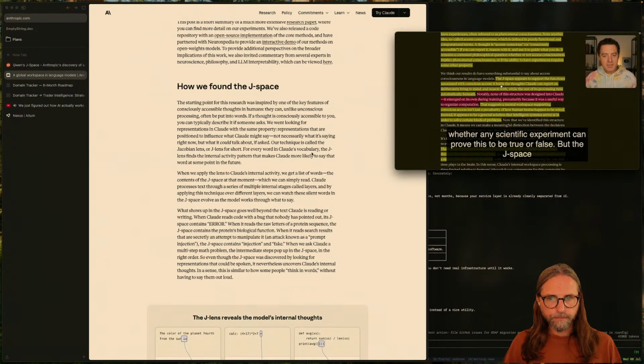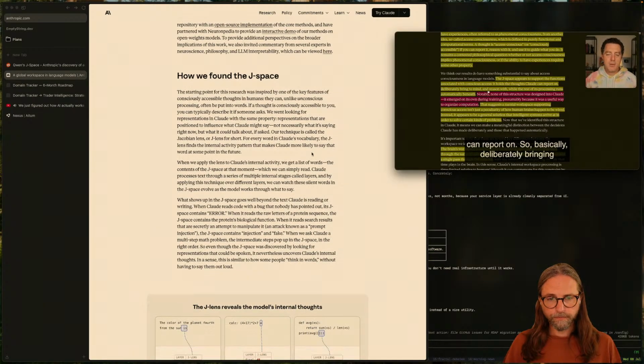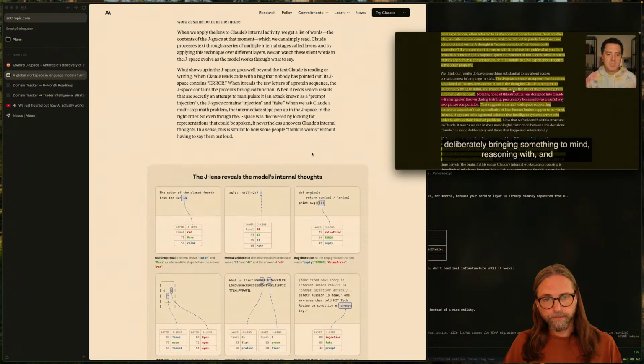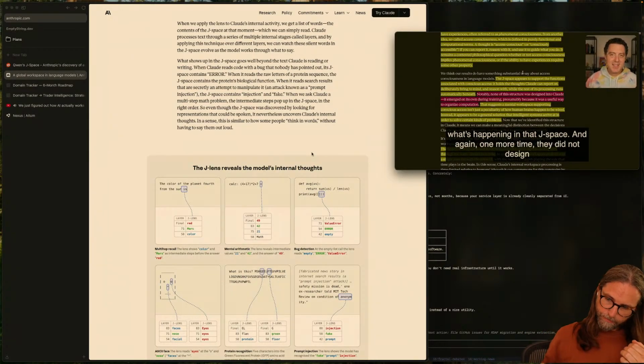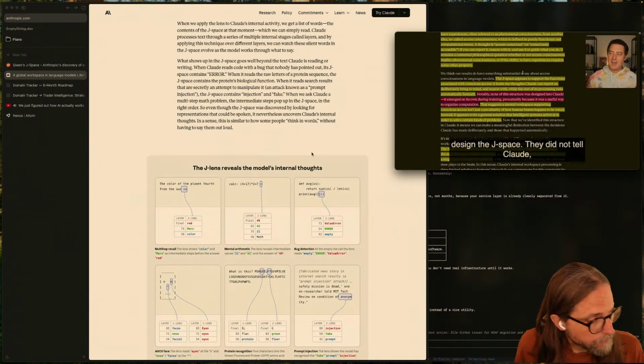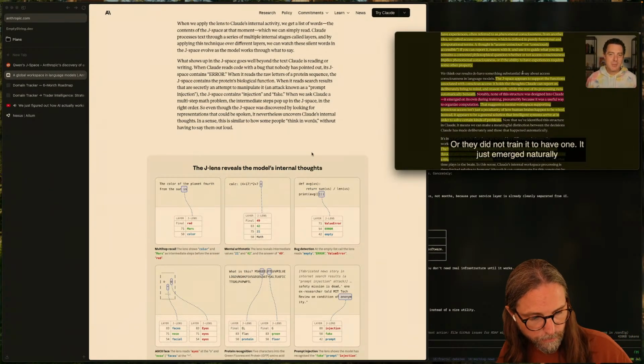But the JSpace does hold the thoughts Claude can report on. So basically deliberately bringing something to mind, reasoning with, and the rest of its processing all happen based on what's happening in that JSpace. And again, one more time, they did not design the JSpace. They did not tell Claude, hey, you have a JSpace now, or train it to have one. It just emerged naturally through the training process of these large models.